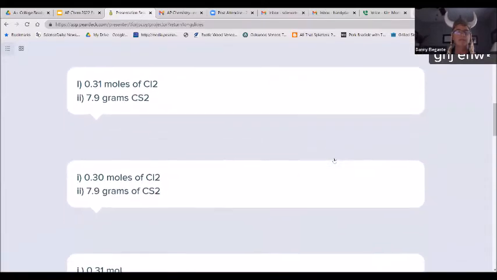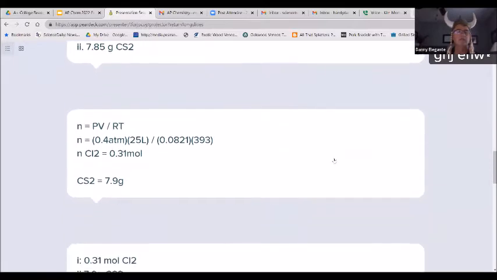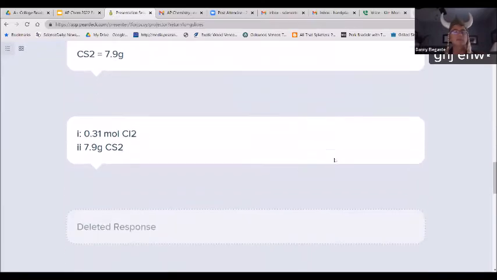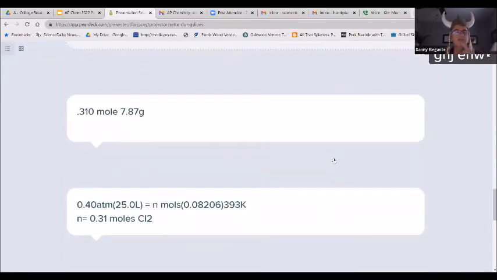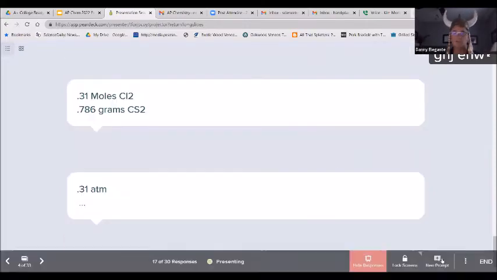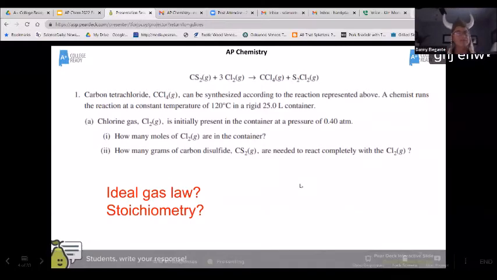0.31, 7.9, 0.30, 7.9. Oh, this is some great work. Look at this student. PV equals nRT. They rearranged it, found the number of moles of 0.31. All right, so y'all seem to be getting about the same answer. All right, so far so great. Okay, that's great. We'll show you the answer here in a little bit. So that was part A. Let's look at what the next part would have been.